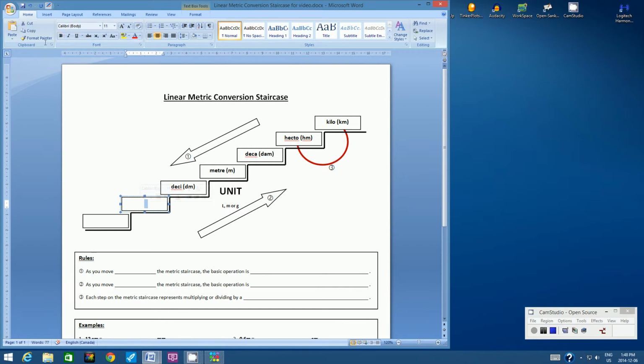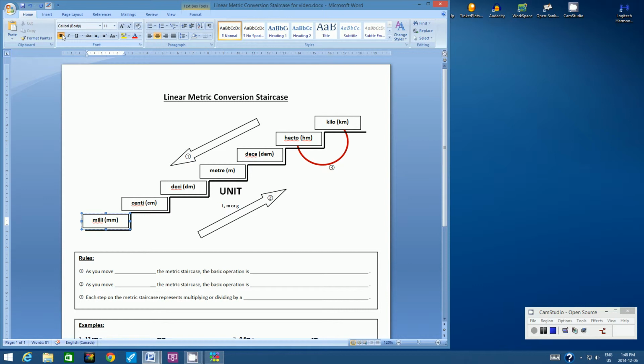The next step down is centi, cm, centimeter, a unit that we've been using all of our lives. And then the last one in this metric staircase is milli, M-I-L-L-I, symbol mm, millimeters.